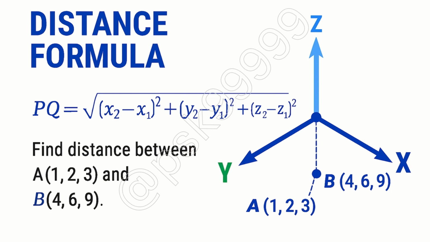Next. Distance in three-dimensional space is very similar. You just get a z2 minus z1 whole square extra. So it is the square root of (x2 minus x1) whole square plus (y2 minus y1) whole square plus (z2 minus z1) whole square. You can find the distance between two points this way. It's nothing but 4 minus 1, 3 square, plus 4 square, plus 6 square, whatever the number is. Next.